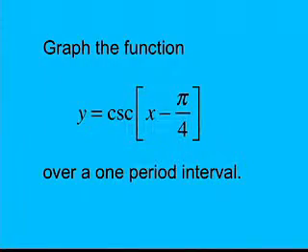Like the graphs of the sine and cosine function, the graphs of cosecant and secant functions may be stretched or shrunk both vertically and horizontally. As well, they can be translated vertically or horizontally. And a horizontal translation is called a phase shift. Let's look at an example. Graph the function y equals cosecant of x minus pi over 4 over a 1-period interval.